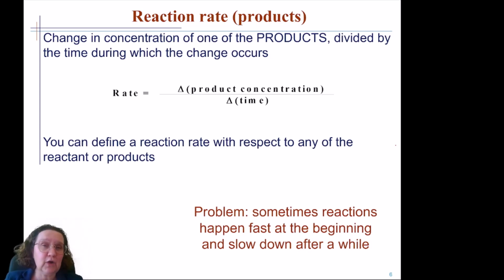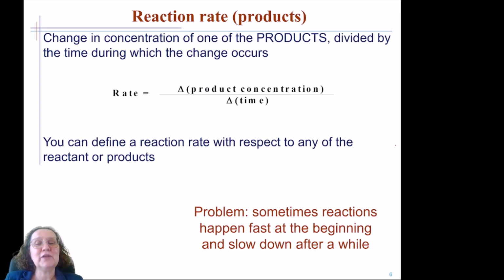So there's no need to add an additional minus sign. And you can define reaction rates with respect to any of the reagents or with respect to any of the products. What is the problem with defining reaction rates in this way? They're very simple to calculate, as you saw in the previous exercise, but the problem is that reactions very rarely stay at the same rate for the whole of the reaction.